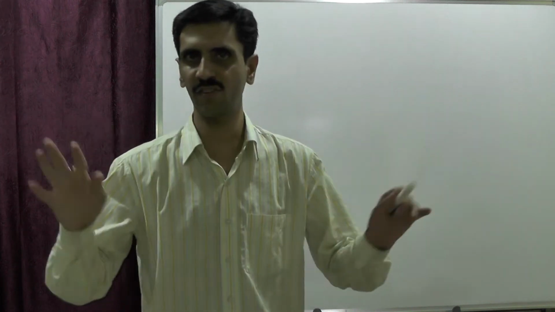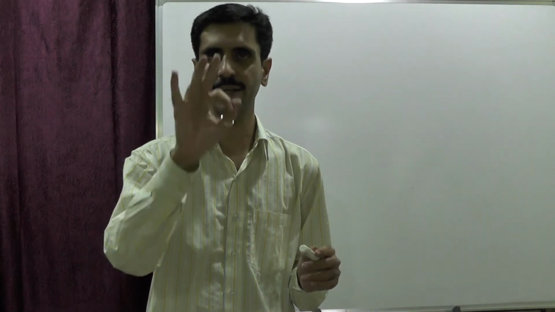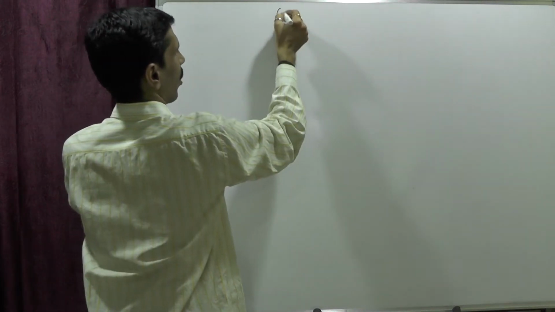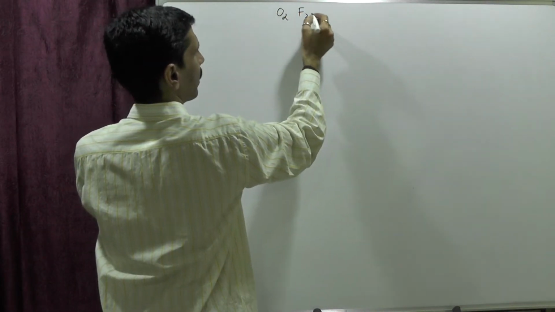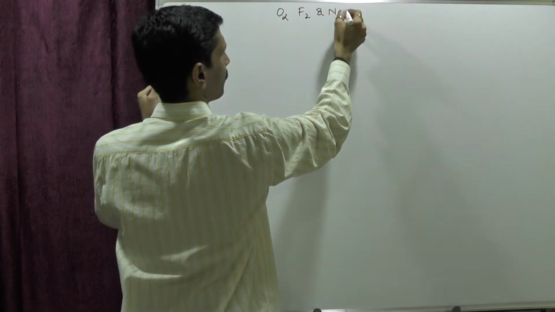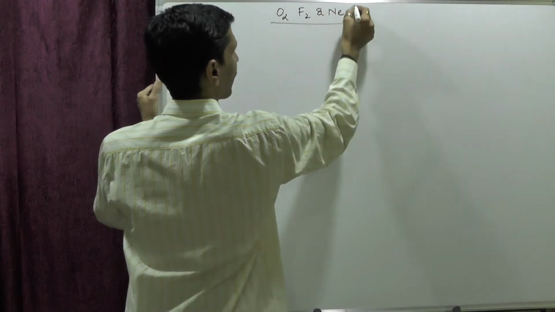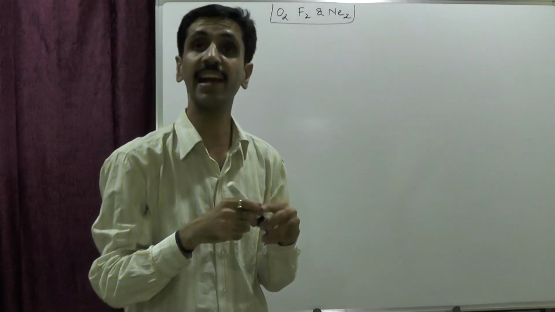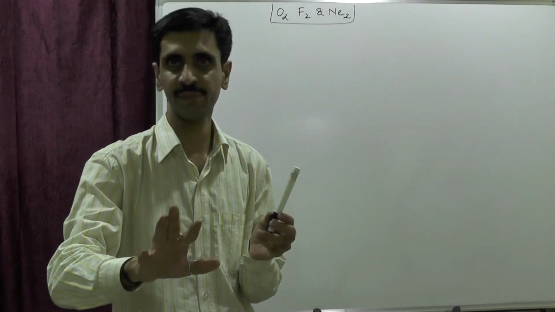Now my dear friends, we move on to the second part. The first part is done. Second part of 3 molecules, and that will be with respect to oxygen, fluorine and neon. Now you will ask me, sir, what about boron, carbon and nitrogen? I'll explain that also, chill.